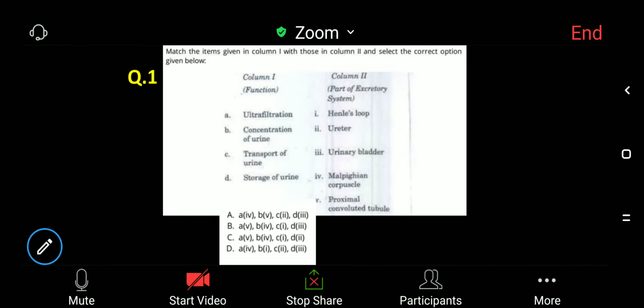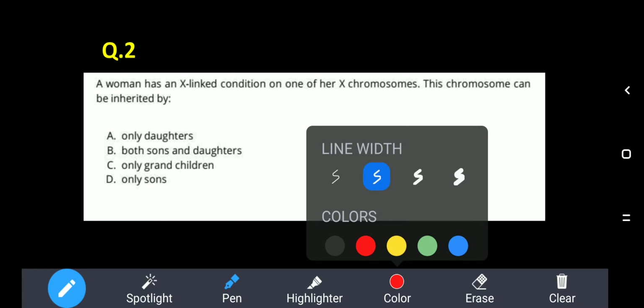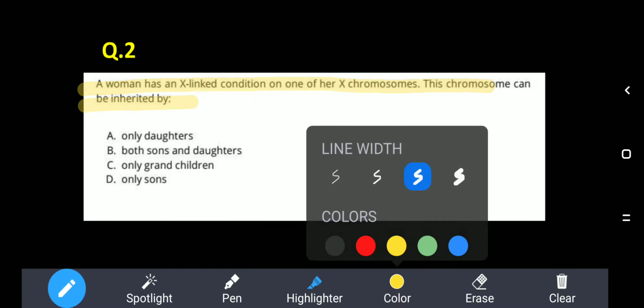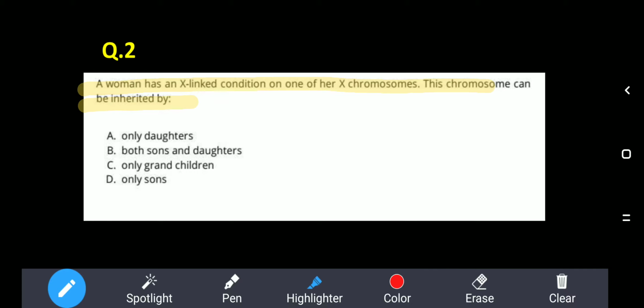Okay, we're now going to move on to our next question. This was question number 1. Next question, let us just begin with it. A woman has an X-linked condition on one of the X chromosomes. So there's a lady who has an X-linked condition on one of her X chromosomes. The chromosome can be inherited by... For this, we need to understand what is happening. So there's a lady.